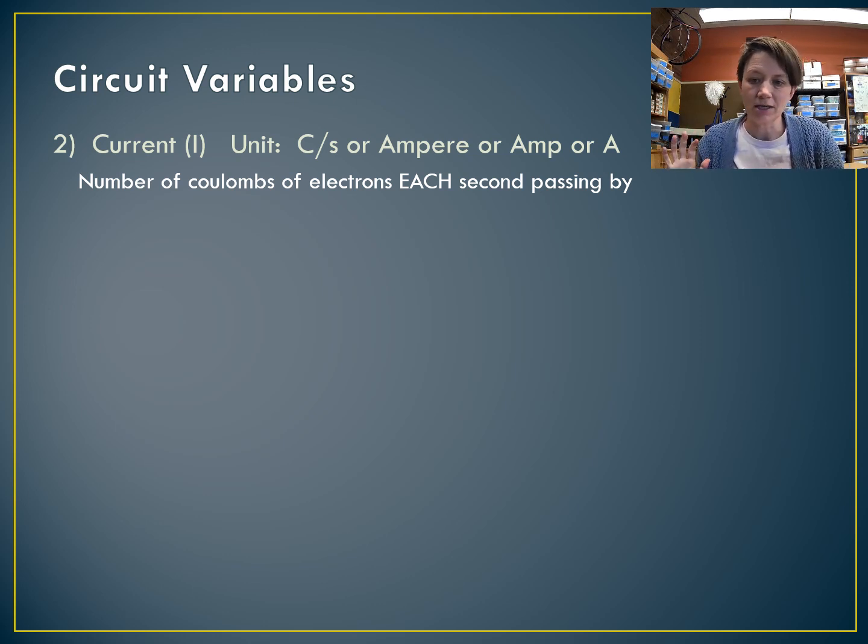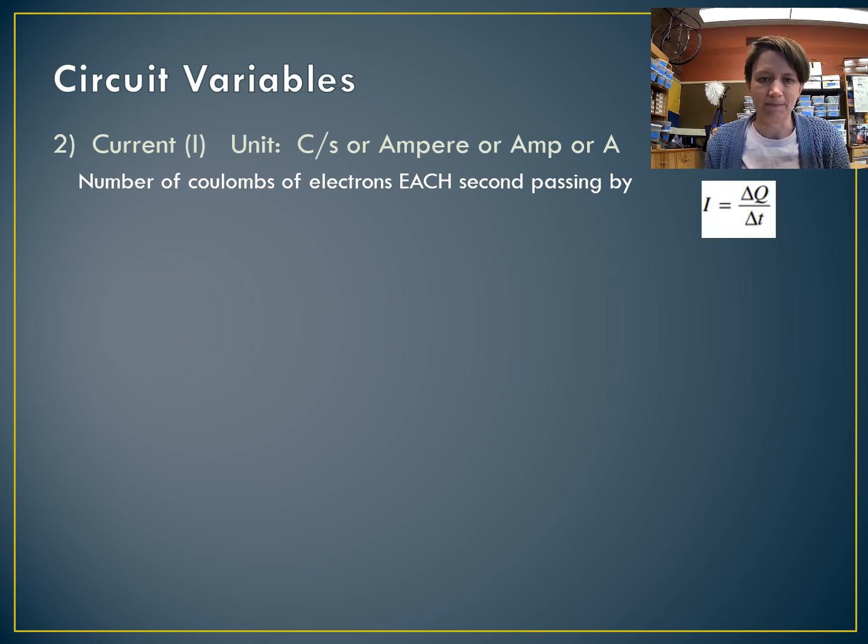Note here, this is not the speed or the velocity of the electrons, it is how many electrons every second pass by a location in space. And as such, the units of current are coulombs every second, but we sometimes call this an ampere or an amp or just A. There is an equation on the equation sheet that shows this definition. Current is defined as the change of charge, so the number of charges that pass by every second.